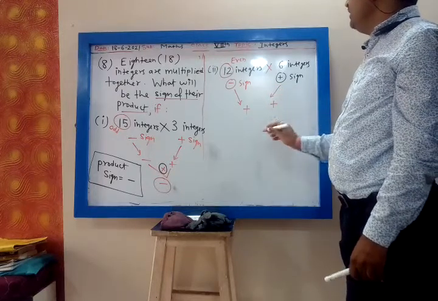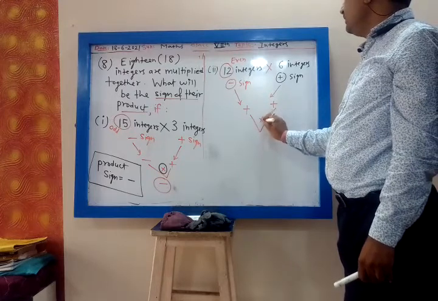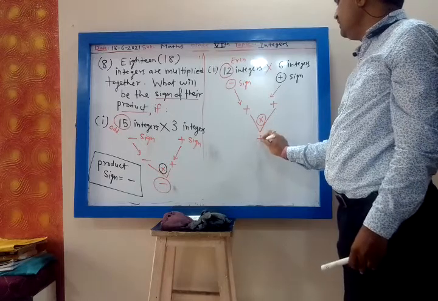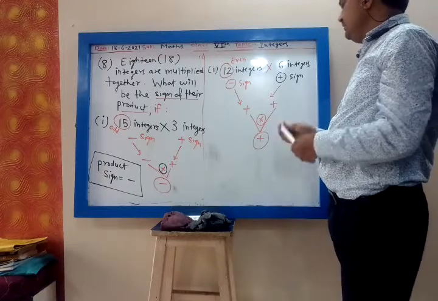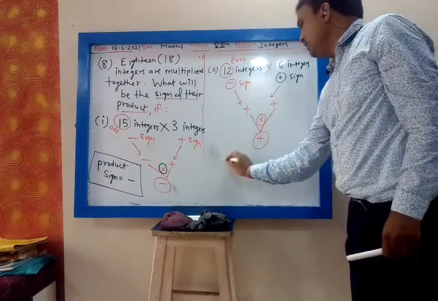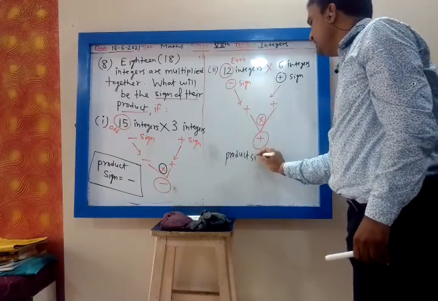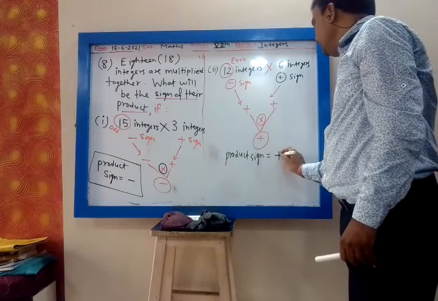And what is the final sign? Plus into plus will be plus. So the final sign is plus. So in the first case the product sign is minus, and in this case the product sign will be plus.